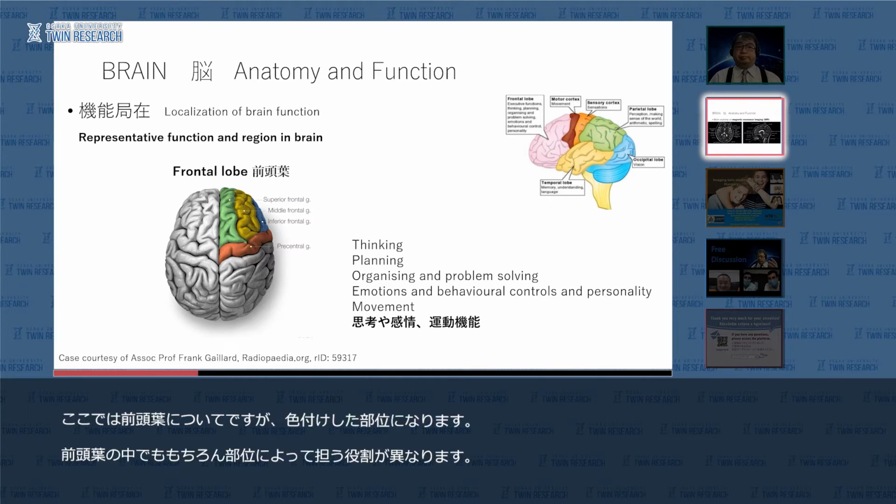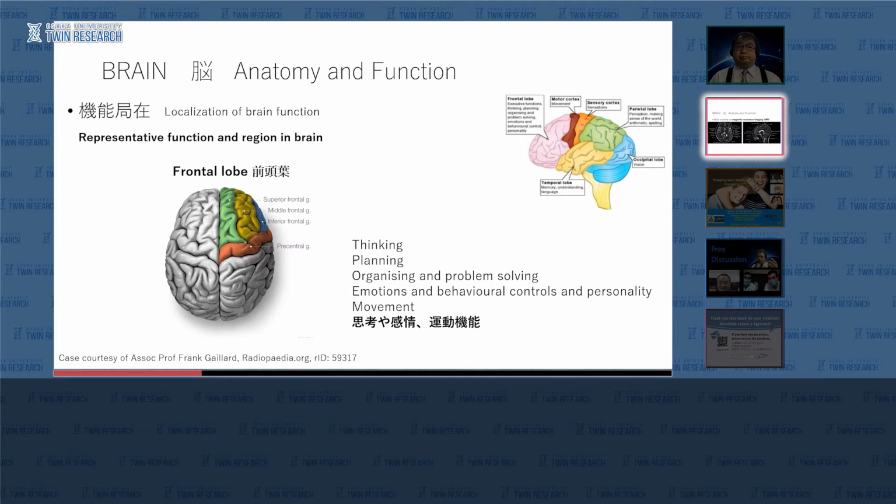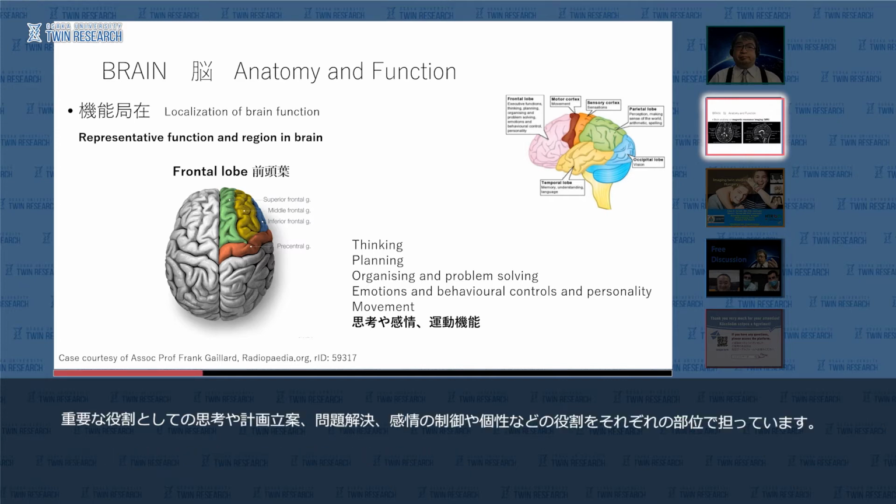Here we can see the frontal lobe colored area. Within the frontal lobe, of course, different areas have different functions. Executive functions such as thinking, planning, organizing, and problem solving, emotions and behavioral controls, and personality. Among these functions, one most important function is, I think, motor function from the precentral gyrus.